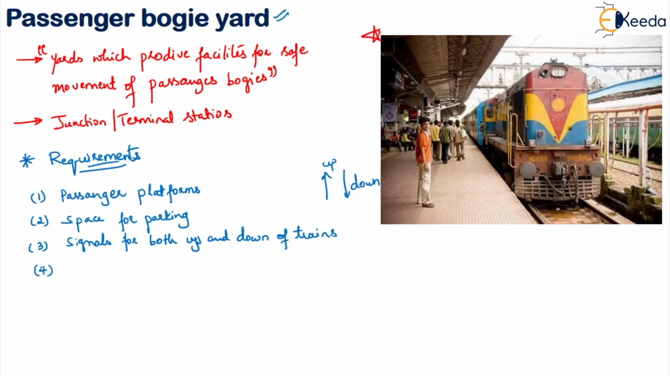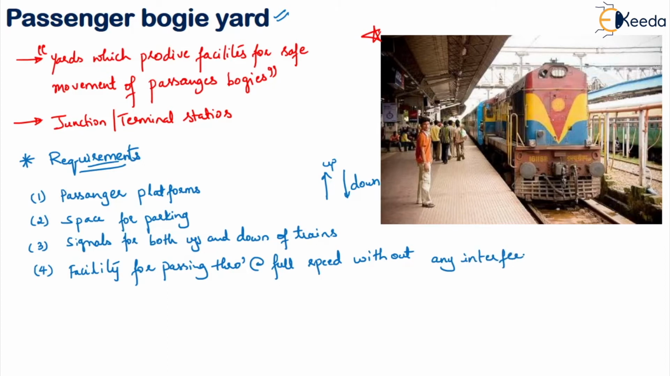Facilities should also be given in the passenger bogie yard. Say, for example, there is a train which is not stopping at that particular yard, so there should be a facility so that it can pass that yard freely, at full speed, without any interference. Okay, so that should be given. We will put it as facility for passing through at full speed without any interference. Okay, this should be provided.